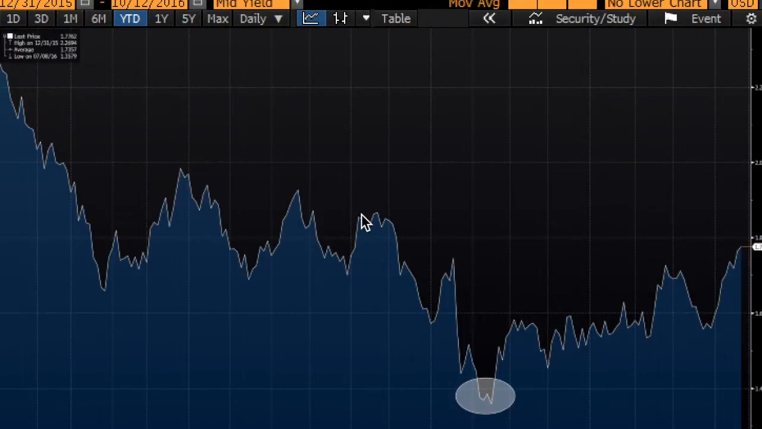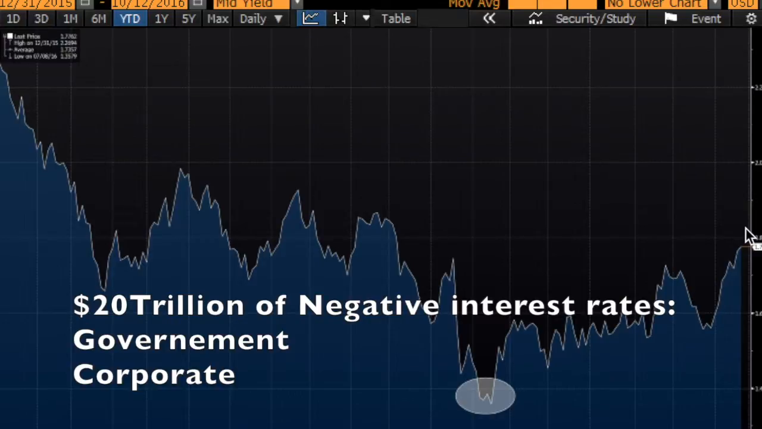In this chart we're looking at the US 10-year. As you can see, back in July the US 10-year hit about 1.36%, and since that time we've sold off. We're sitting at about 1.8% now. So what's happened is, when there was about $20 trillion of negative interest rates, it was pushing yields down, and now we're sitting at about $18 trillion of negative interest rates, which has pushed yields up.